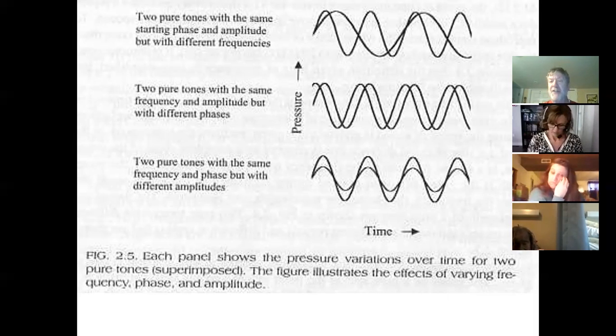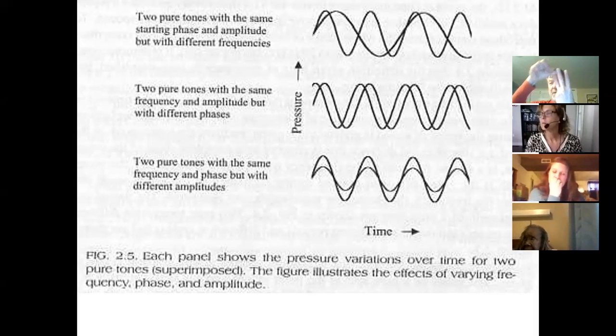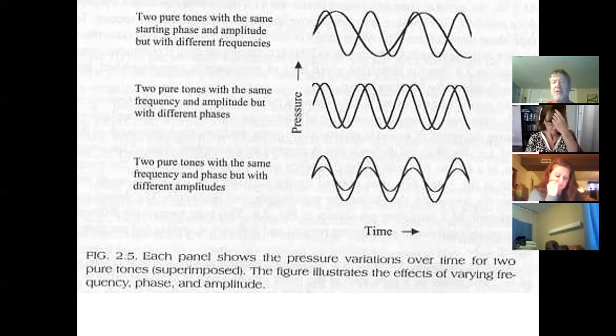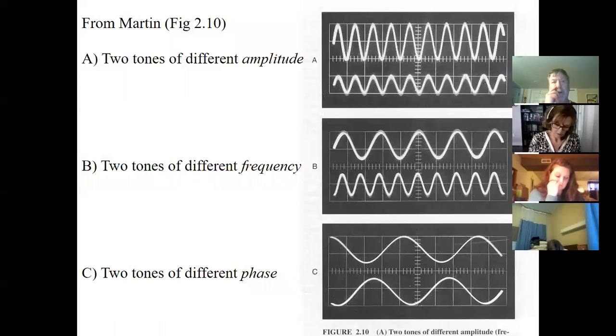And this highlights the 3 dimensions of sound. Sound takes place in frequency, amplitude, and time. Frequency, amplitude, and time. And all three dimensions are shown right here in this slide. They can be different in amplitude, they can be different in phase, that's time, or they can be different in frequency. Doesn't matter. Here's another slide showing you the same thing.